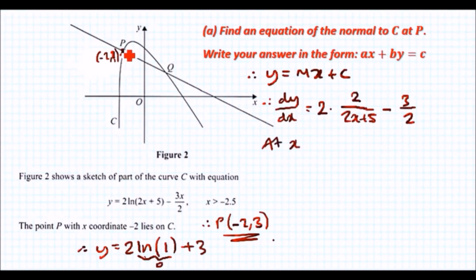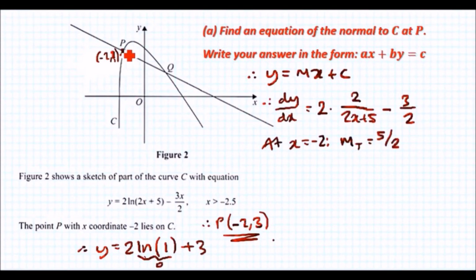Now plugging in the value of x so we can get the actual gradient. At x equals -2, the gradient m, so this is the regular gradient, the gradient for the tangent, not the normal, is going to be 2 times, so this simplifies to make 4. Smash this in your calculator: -4 plus 5 becomes a 1. So you get 4 minus 3 over 2, which should give you 5 over 2, your tangent gradient.